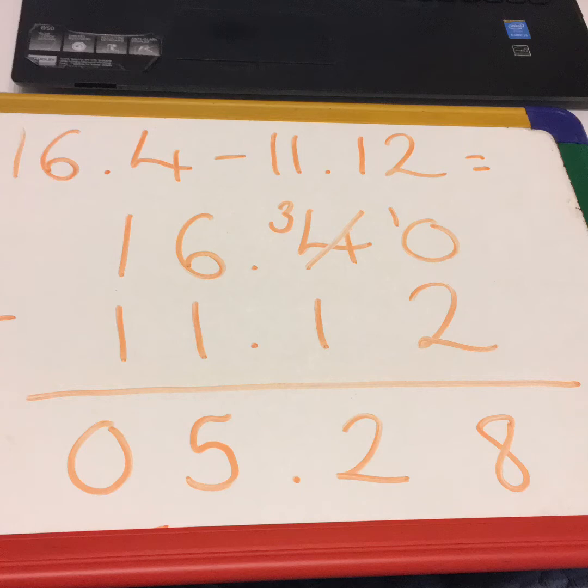3 take away 1 is 2. 6 take away 1 is 5. And 1 take away 1 is 0. So it should be 5.28. You don't need that 0 in the tens column, but you can have it because it doesn't change that number. It doesn't matter.